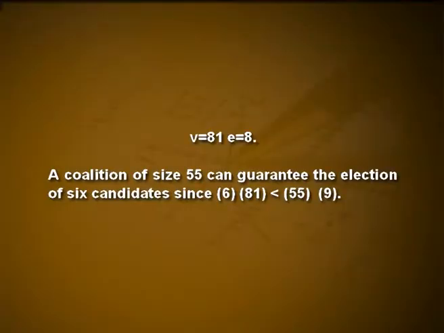Example 2. Let V equal 81 and E equal 8. A coalition of size 55 can guarantee the election of 6 candidates, since 6 times 81 is less than 55 times 9. If one is interested in proportional representation, then cumulative voting would be a responsible voting method.